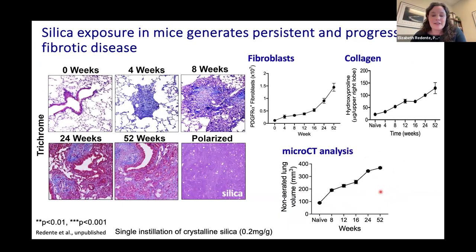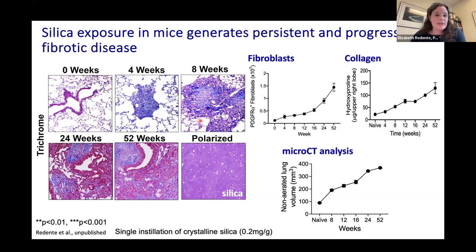We give a single instillation of crystalline silica into the lungs. Again, this is just time course data looking at the development of these small granulomas around week 4. Again, this is trichrome, so the collagen deposition is in blue. And these granuloma lesions are filled with fibroblasts as well as immune cells like macrophages. But they just continue to expand over time. So the lesions just get bigger.